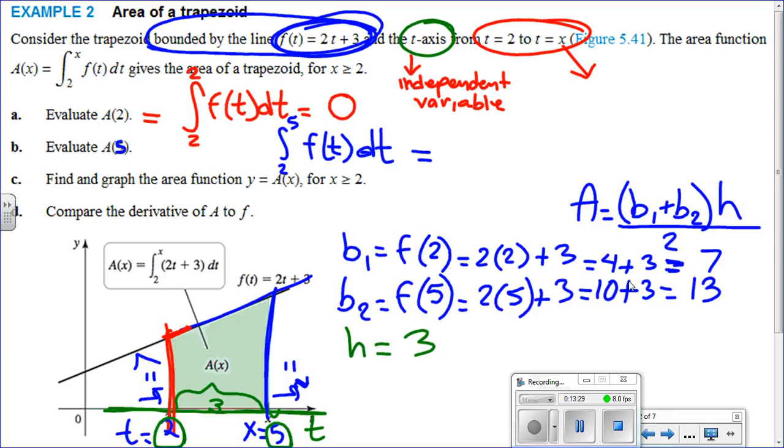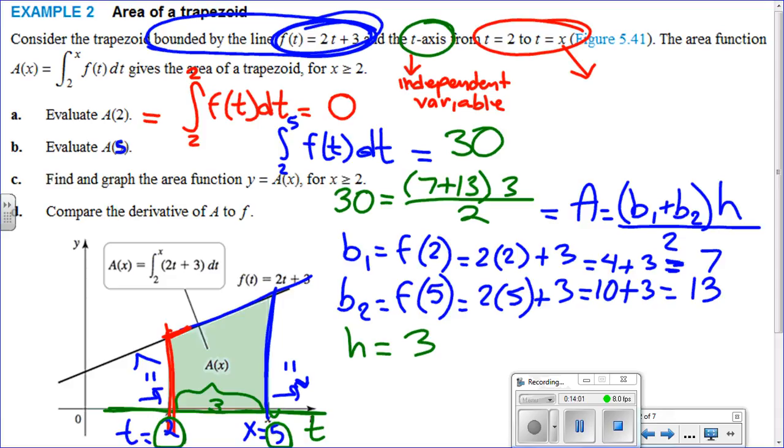So I can go back to this here and say, the first base was 7 plus the second base 13. The height was 3, and then we divide by 2. And so that would be 20 times 3 is 60, divided by 2 is 30. Is it 30? Do we agree? Okay. All right.